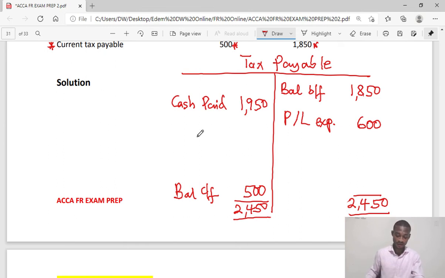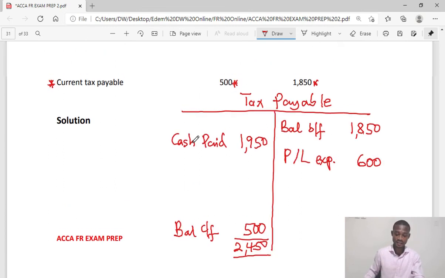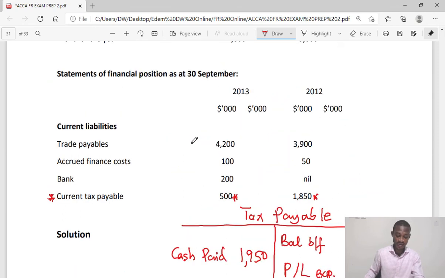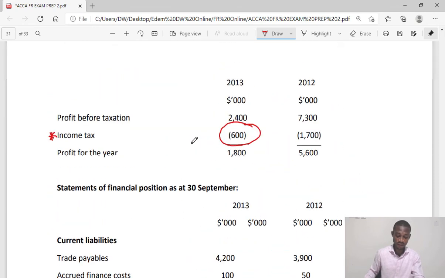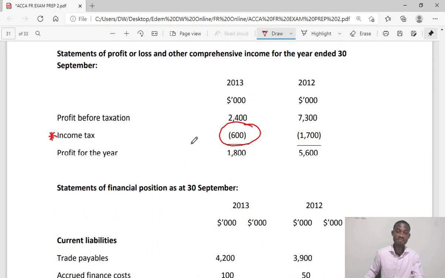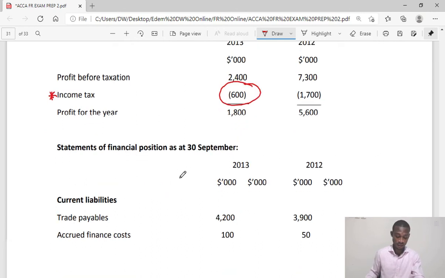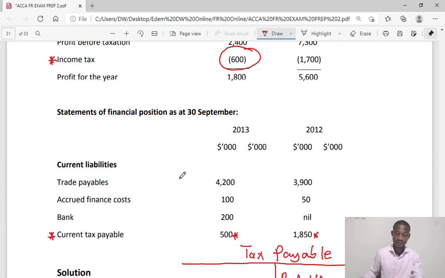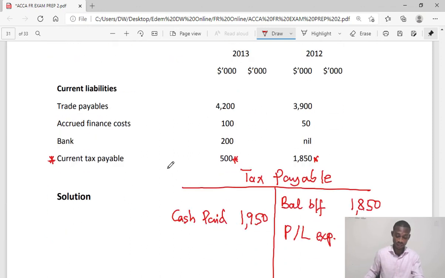So very simple process. Look at the adjustments. Look at how you pick the items on the face of the financial information, be it the P&L or the financial position statement. Look at the accruals, balance brought forward, balance carried forward. Look at the P&L current year charge and put it there. And that should be a simple adjustment.